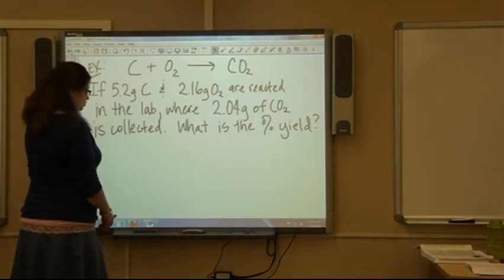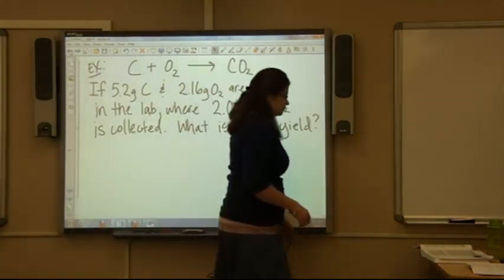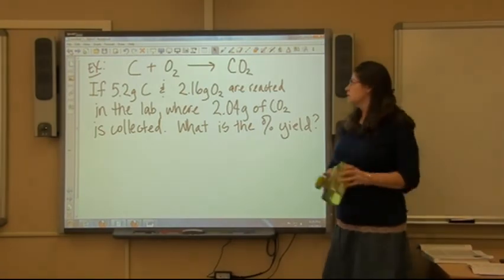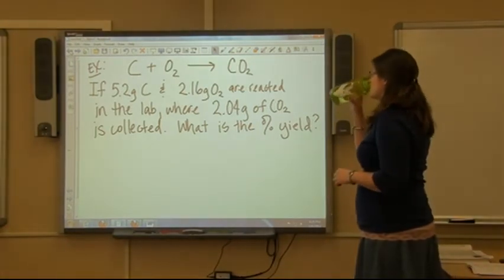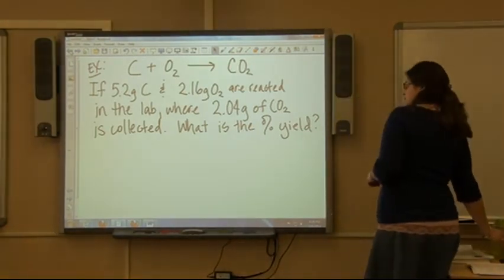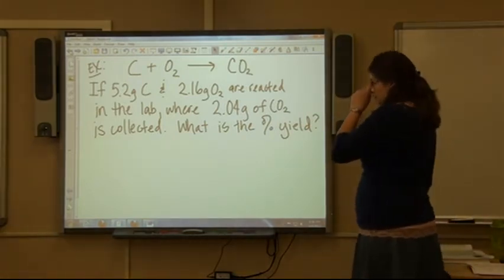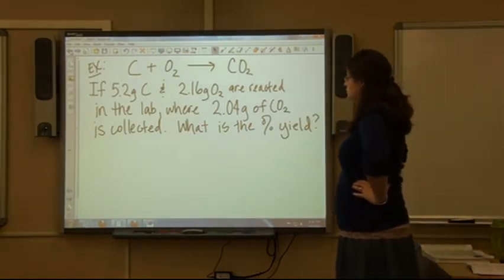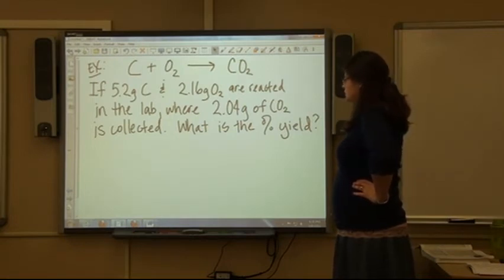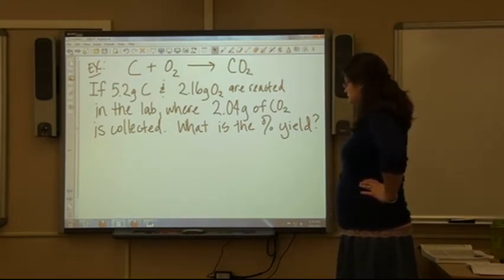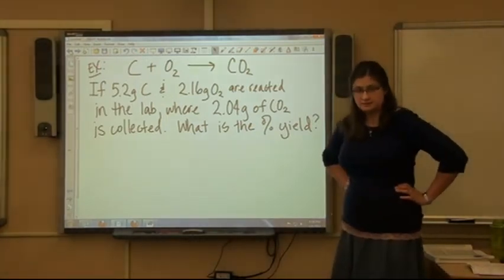So that's how you can think of percent yield in terms of things that you know about. Okay, let's do a practical example of percent yield. So we have that same chemical reaction. If 5.2 grams of carbon and 2.16 grams of oxygen are reacted in the lab, where 2.04 grams of carbon dioxide is collected, what is the percent yield in this case?